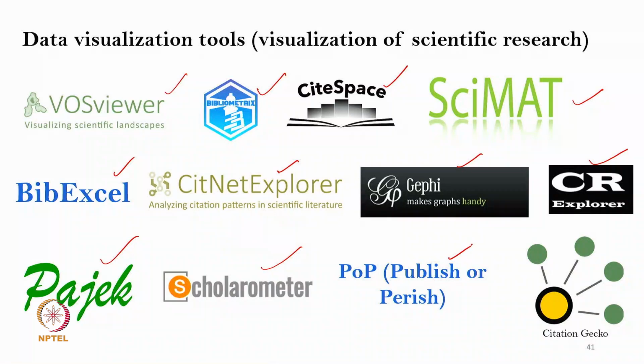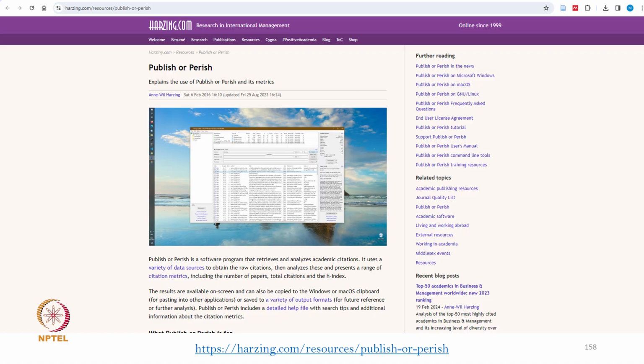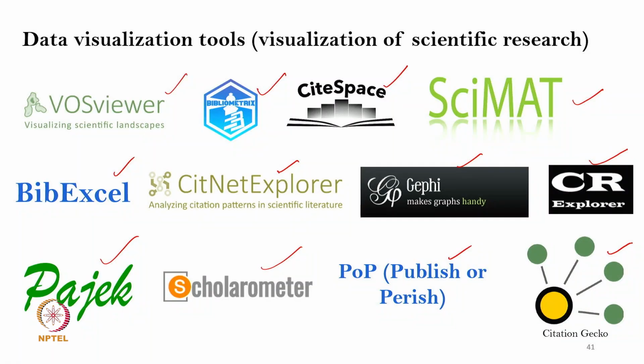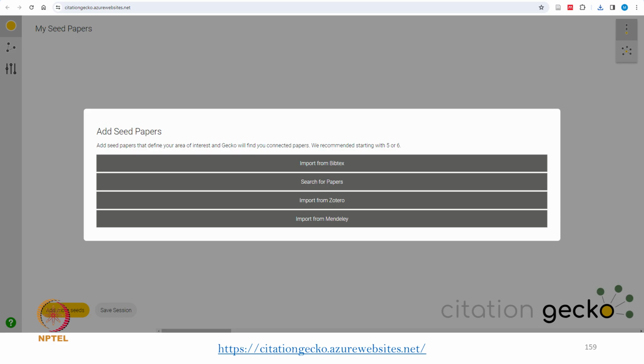Another platform is called Publish or Perish, a software program that retrieves and analyzes academic citations. It uses a variety of data sources to obtain the raw citations, then analyzes the data and presents a range of citation metrics, including number of papers, total citations, and also the h-index. The last one we have is CitationGecko. It's a browser-based tool that helps researchers find relevant papers and presents them in a graphical and networked manner.